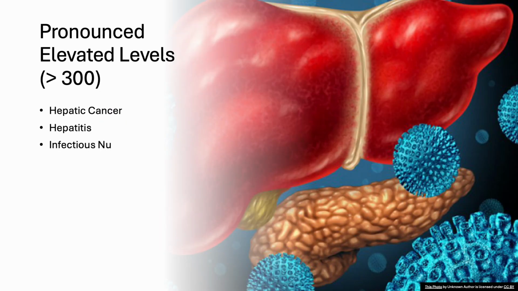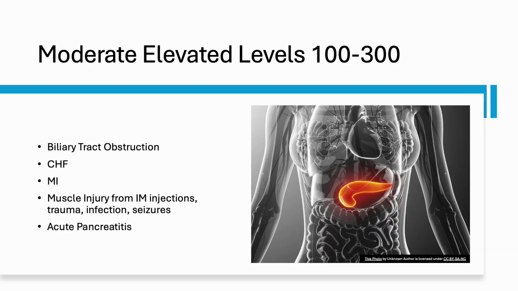Pronounced elevations of ALT greater than 300 are equivalent to liver disease or damage such as hepatic cancer, hepatitis, or infectious mononucleosis. Moderately elevated ALT at values of 100 to 300 can indicate biliary tract obstruction, CHF, MI, muscle injury from IM injections, trauma, infections, seizures, and acute pancreatitis. This is not an exhaustive list. There are more diseases or conditions listed in the book, but this is what I'm going to commit to memory.